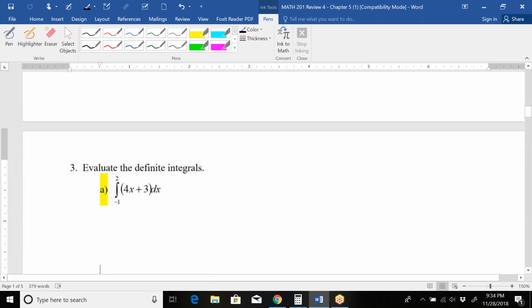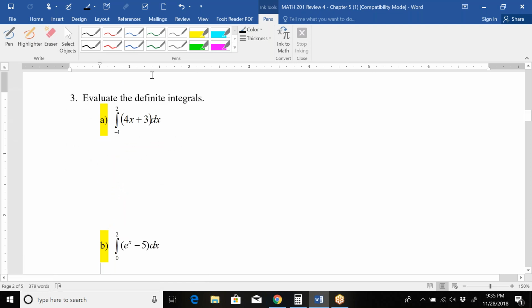I also received a request for A and B on part 3. So let's look at this. These are definite integrals, which means we still do the same process, but then we evaluate it using the fundamental theorem of calculus, which says once you've taken your antiderivative, you apply the 2, and then you minus what you get when you apply the negative 1 to that. So this is just a polynomial one, so this would be 4x squared over 2 plus 3x, which is going to be just 2x squared plus 3x, evaluated from negative 1 to 2.